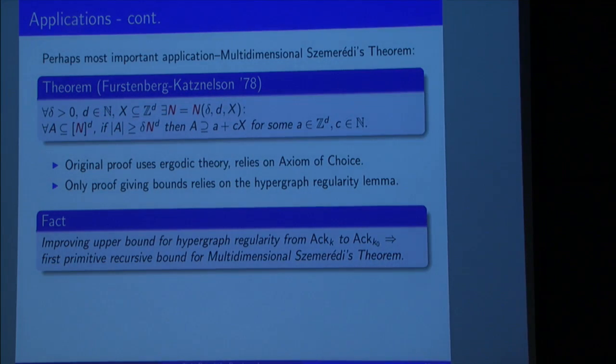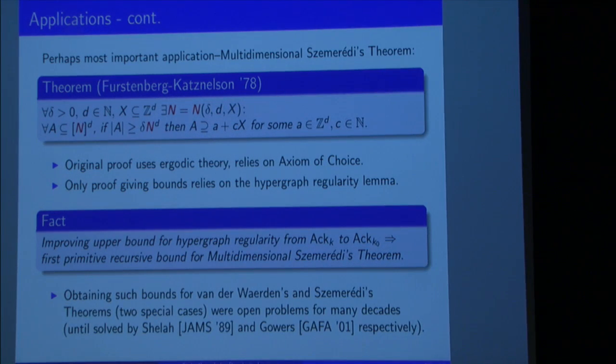And there is a fact. Recall that the bounds that we get from all of the known proofs of the hypergraph regularity lemma are of Ackermann type. And suppose that you can improve those bounds from Ackermann K to Ackermann 10, so the 10th level of the Ackermann function. Then it turns out that if you actually follow the reduction, you would get basically the same bound for this multidimensional Szemerédi theorem, and that would be the first primitive recursive bound for this theorem. K naught here is a constant independent of K. Exactly, okay, 10.